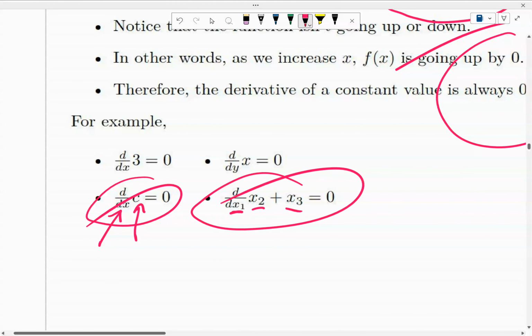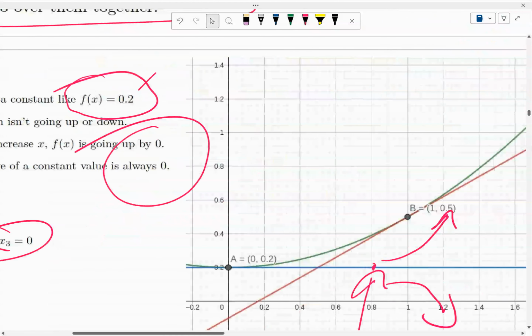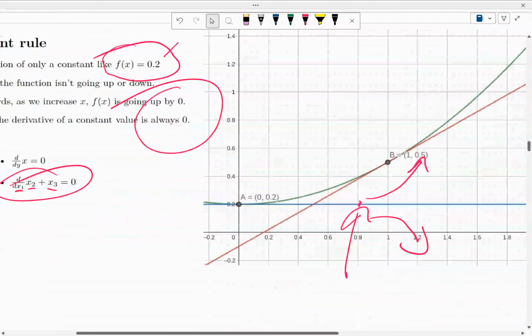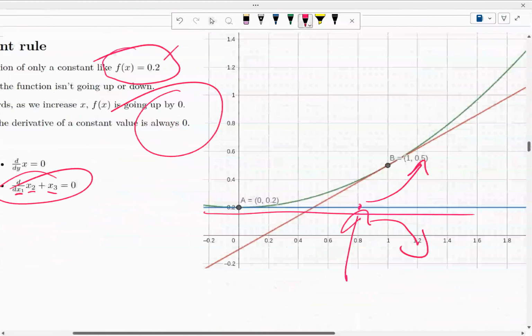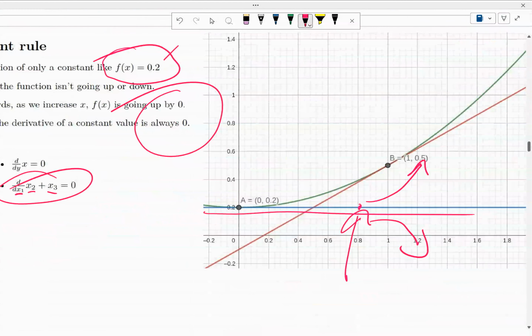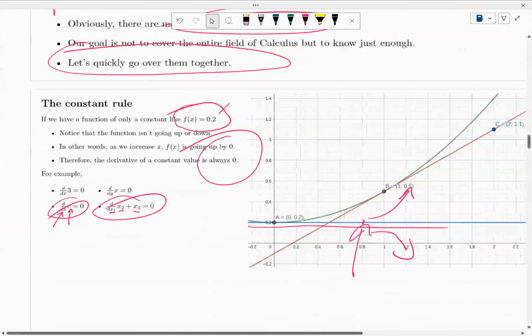The constant rule is easy once you pictorially understand what's happening. Whether the function is going up or down, you can see that for any constant value, the function is not going up, implying that the derivative has to be 0. So that's the constant rule.